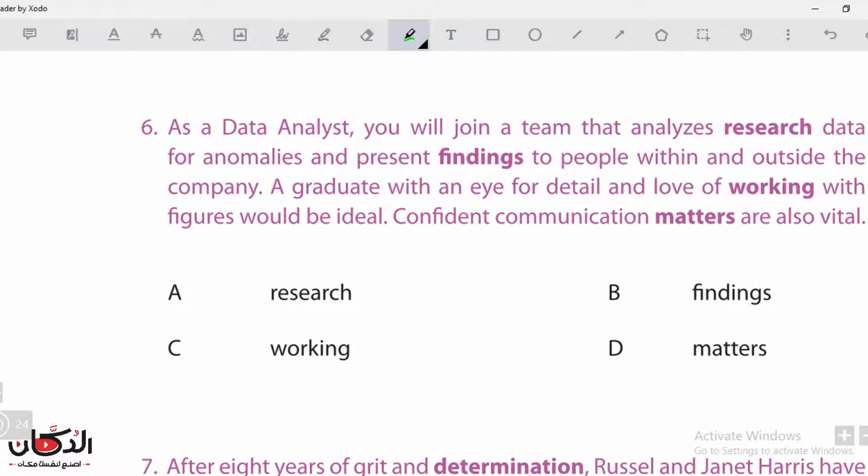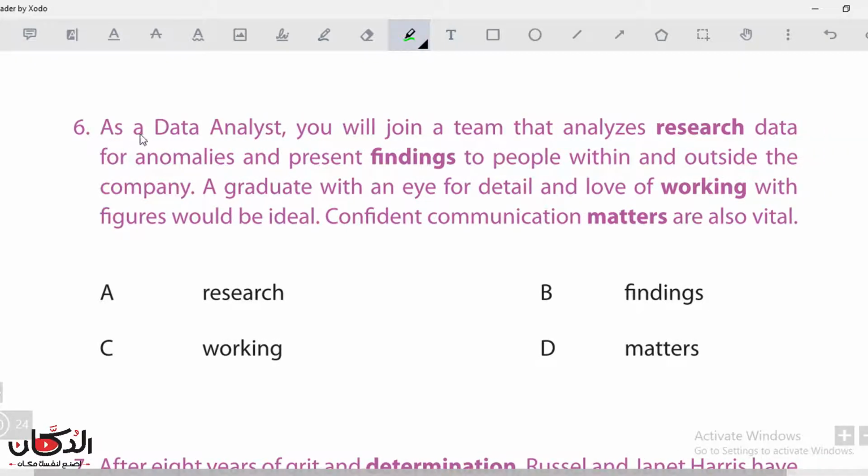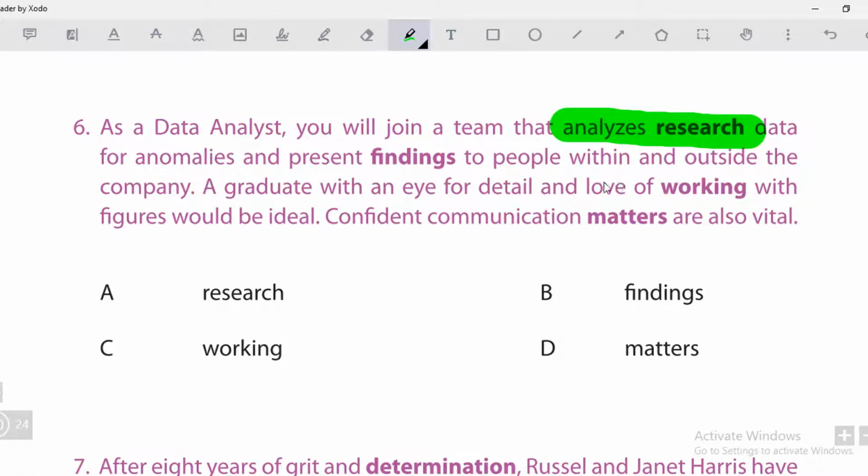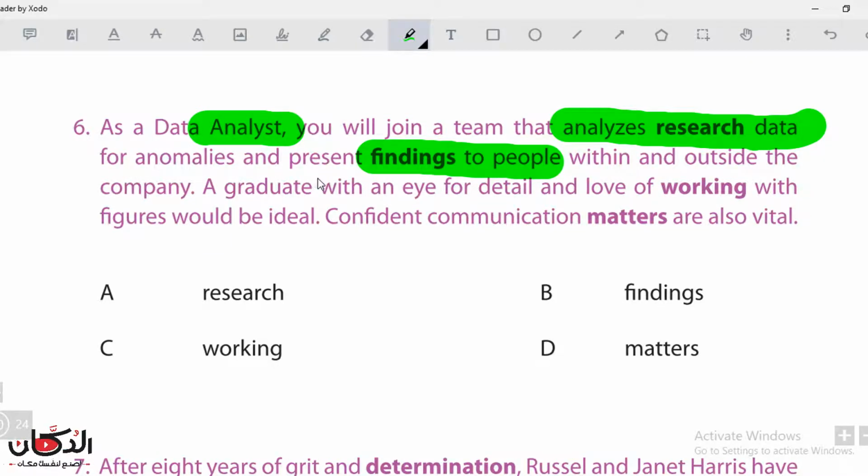Okay, the next sentence. Okay, as a data analyst, you will join a team that analyzes research. Okay, no problem if you find an analyst who analyzes research data. So it's correct. For anonymize and present findings to people. Okay, if he anonymizes findings to people, yes, that's a part of his job. Okay, if someone loves working with figures, it's also correct.